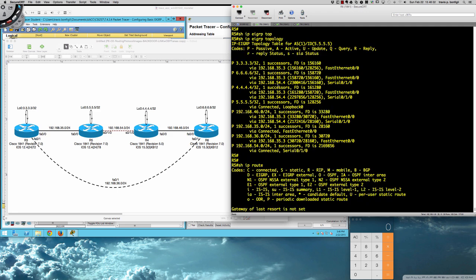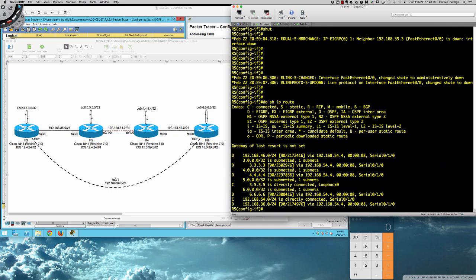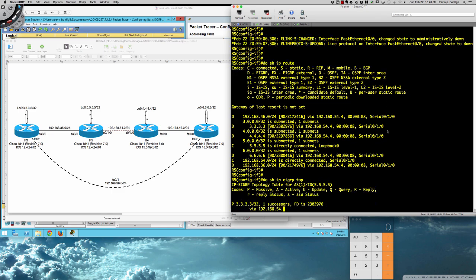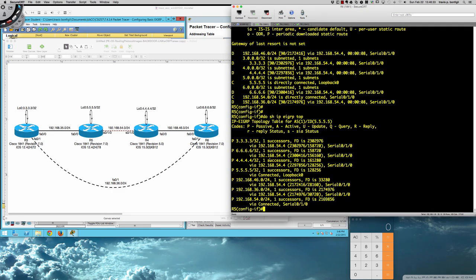230.296. So we've got 155 or 192.168.54.4. And let me make sure I'm looking at the right thing. So that would have been the feasible distance if the feasible successor was going through router 4 to get to 3. And so now we're showing that. Let's do a do show ip eigrp topology. Let's make sure we've got the right thing in here.